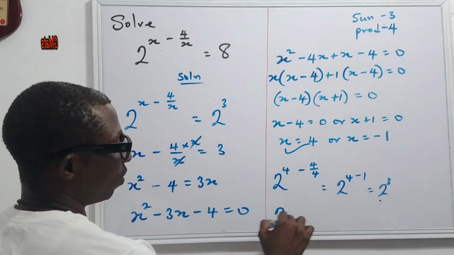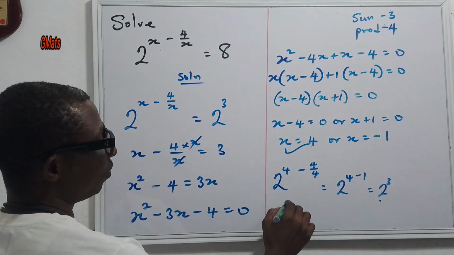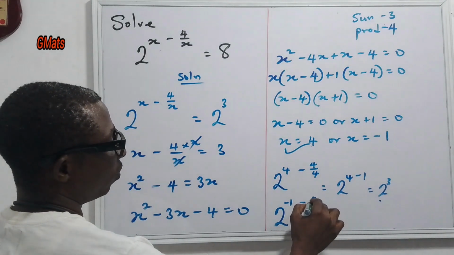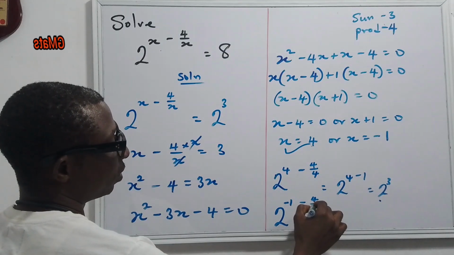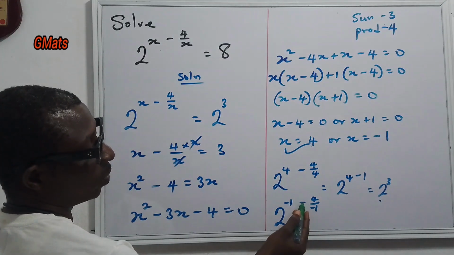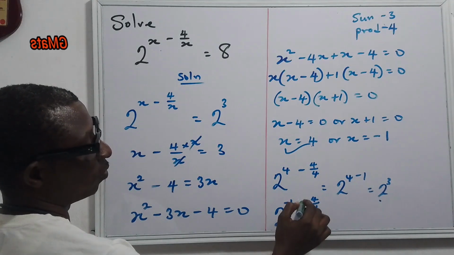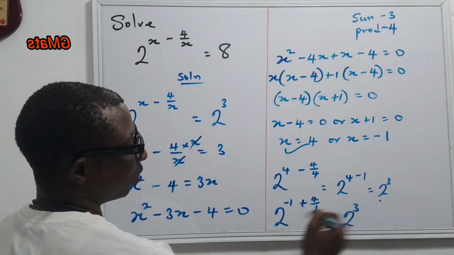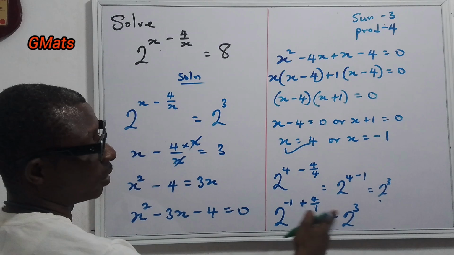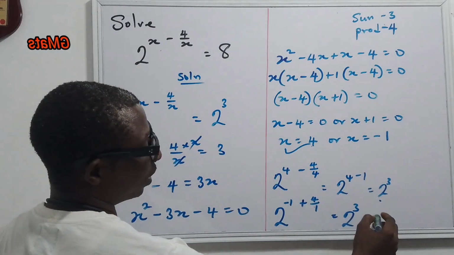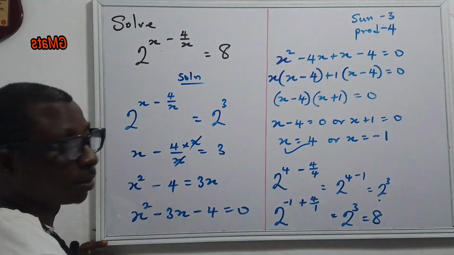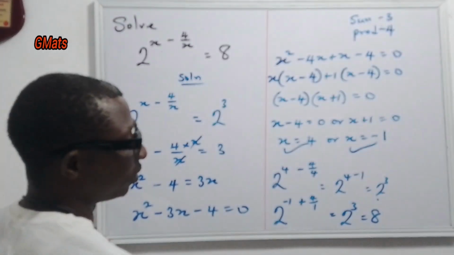Now let's look at the second one, negative 1. Negative 1 minus 4 over negative 1. This one, negative 4 over negative 1, simply gives you 4. Okay, and that gives you 2 raised to the power of 3, because negative 1 plus 4 gives you 3. That is 8, which is correct. So that means x is negative 1 as well.